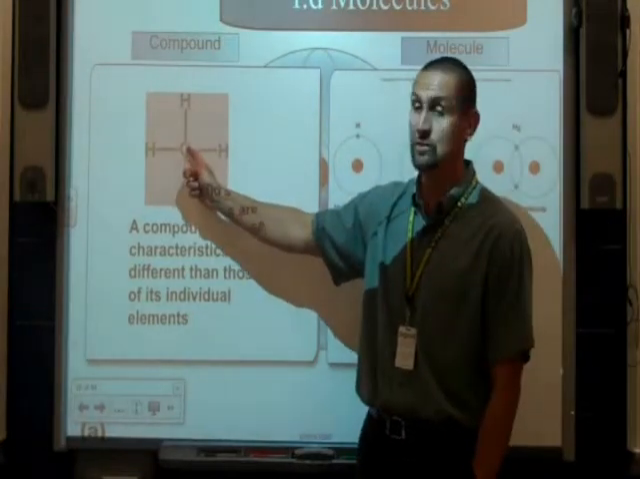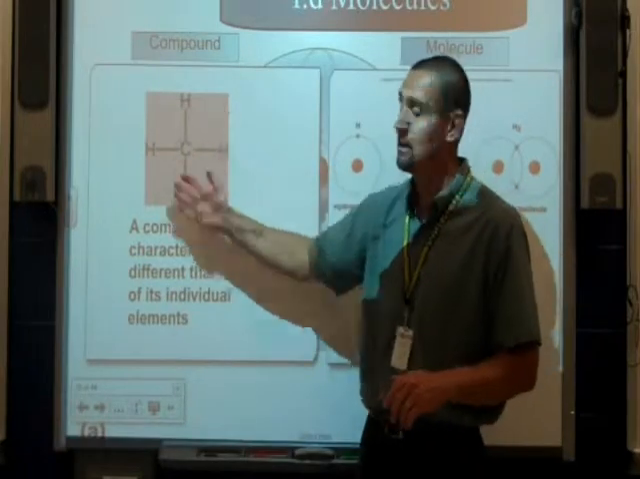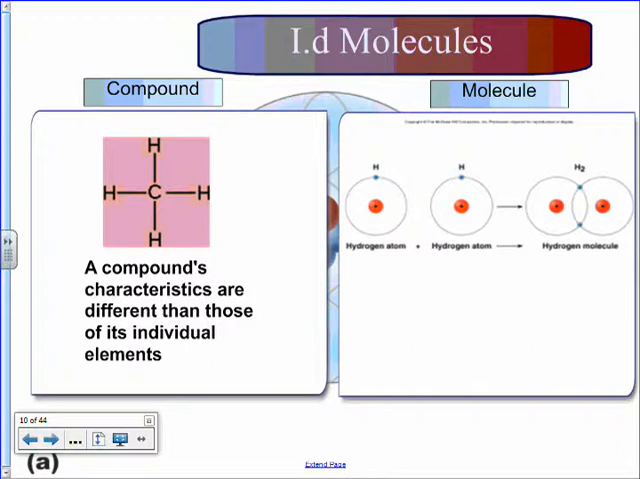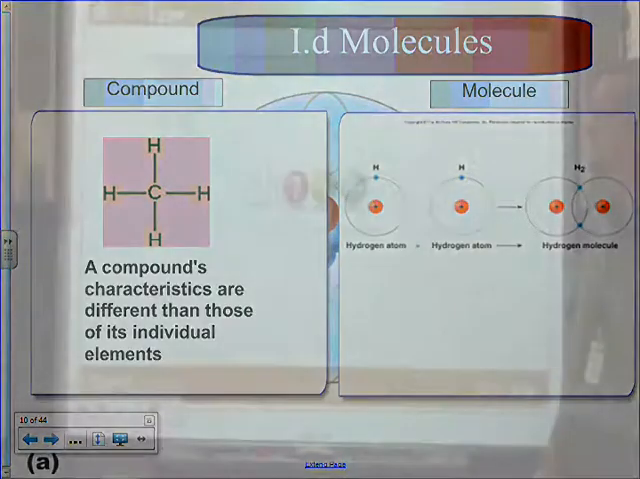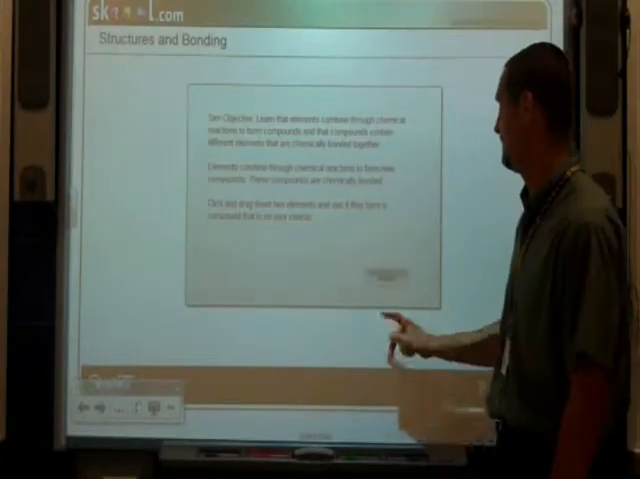So carbon is one thing, hydrogen is another, but together to make methane, it's completely different. Here we just have two hydrogens sharing their electrons in a covalent bond. That's a hydrogen molecule. So it's just atoms sharing electrons makes a molecule. So let's build some molecules. All right, so let's build some.